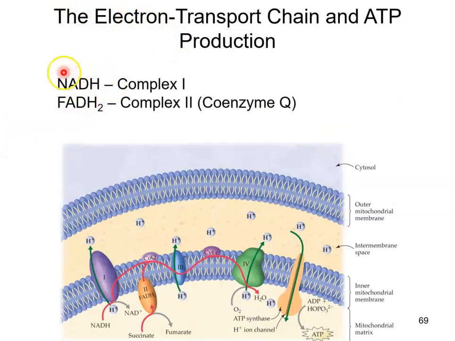So again, these are the reduced coenzymes. Complex 1 is NADH, and FADH2 is complex 2, also a coenzyme. FADH2 is immediately oxidized there by the reaction with coenzyme Q. The mobile coenzyme Q is actually reduced, where electrons are transferred through that process.